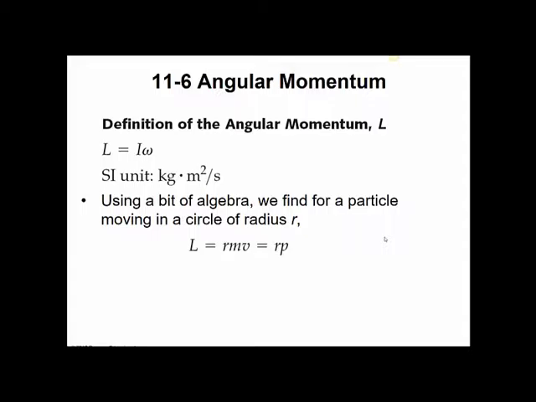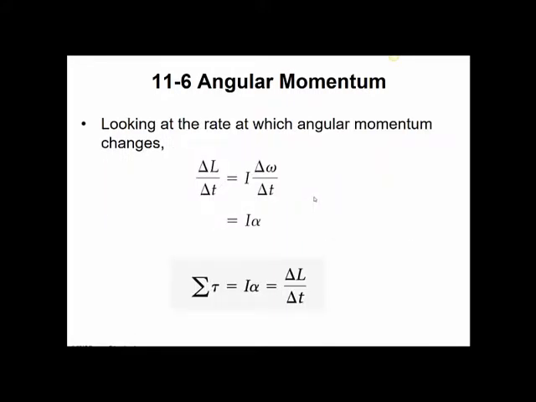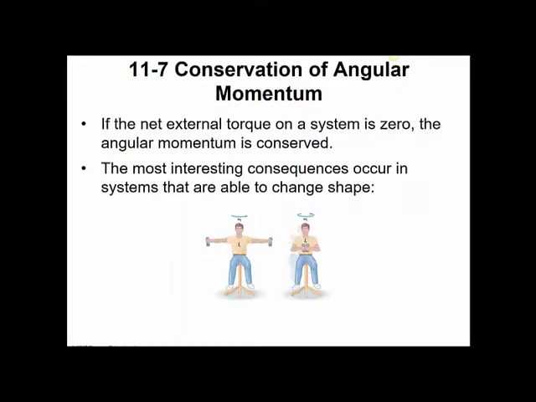And if we use a little bit of algebra, then if we plug in for omega, and if we plug in for I, we get R m times V. And so you can see that it is related to regular momentum, P. Angular momentum is a vector, just like linear momentum.